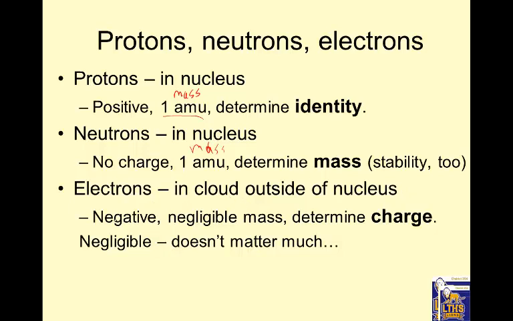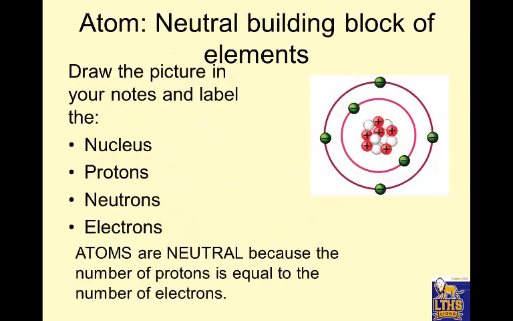Electron clouds, they are negatively charged, they have negligible mass, which means compared to those 2 heavy things in an atom, the electrons are really not that heavy. And the electrons help determine the charge of an atom. Alright, so what is an atom? An atom is a neutral building block of elements.